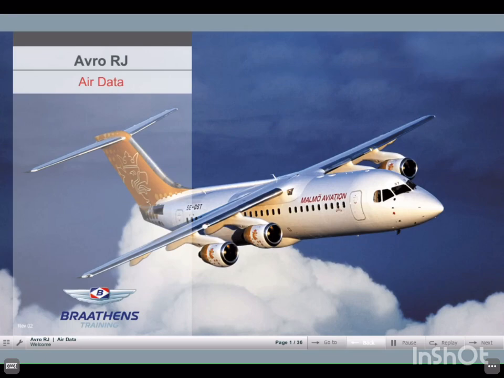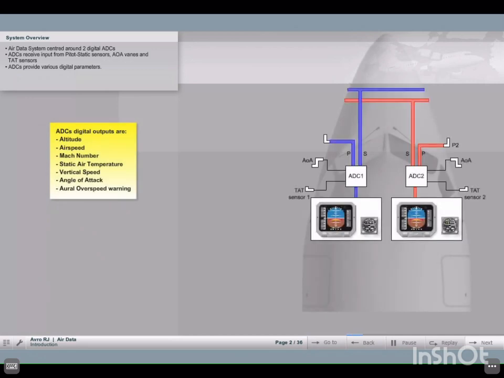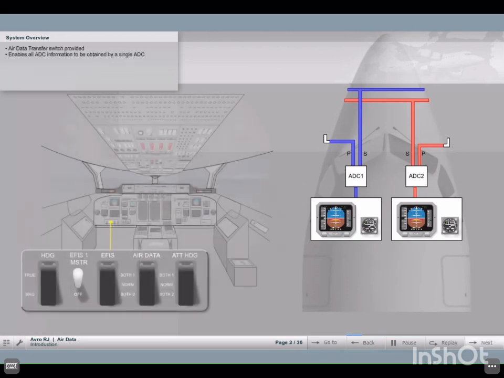Welcome to the lesson, Air Data System. The Avro Air Data System is centered around two digital air data computers. Both ADCs receive input from the aircraft's pitot-static sensors, angle of attack vanes, and total air temperature probes to provide various digital parameters. A transfer switch is fitted, enabling all ADC information to be obtained by a single ADC should one fail.